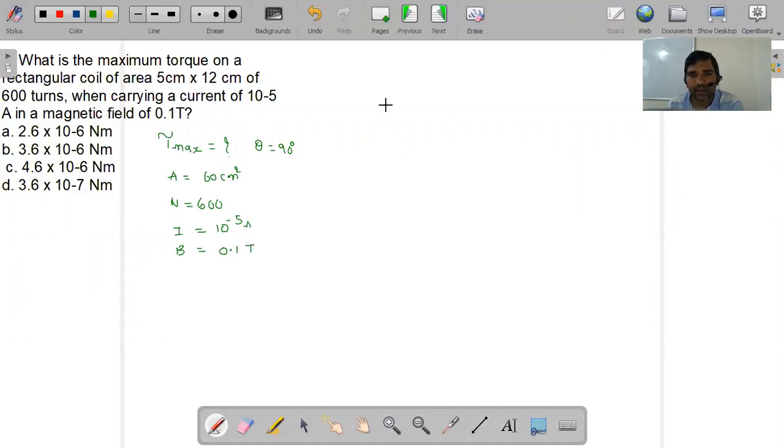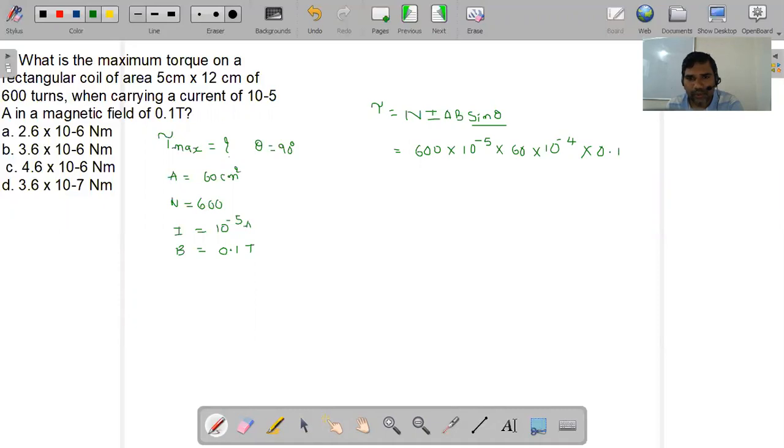So same formula again we have, torque tau is equal to NIAB sin theta. Anyway, sin 90 is 1, we are not substituting that. N is equal to 600 into current I flowing is 10 power minus 5. Area is 60 centimeter square, convert into meter, 60 into 10 power minus 4, and the magnetic field is into 0.1.